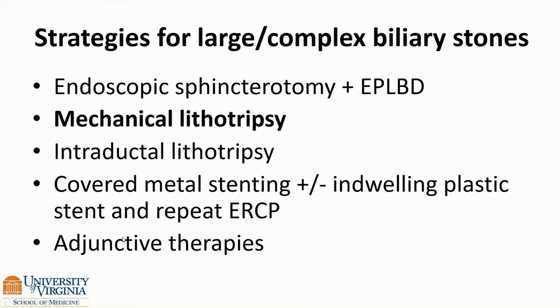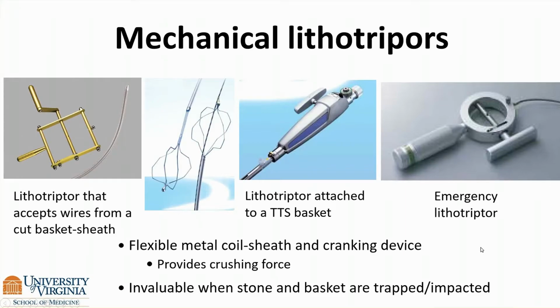So moving on to mechanical lithotripsy, on the left is a commercially available lithotripter that accepts wires from a cut basket sheath. In the middle are examples of baskets that can be converted to lithotripsy. These baskets can be passed through the duodenoscope. And on the right is another emergency lithotripter. So with respect to how this works, there's a flexible metal sheath and a cranking device. The metal sheath is pushed onto the basket, and when it's cranked, provides crushing force. This is invaluable when a stone or basket are trapped.